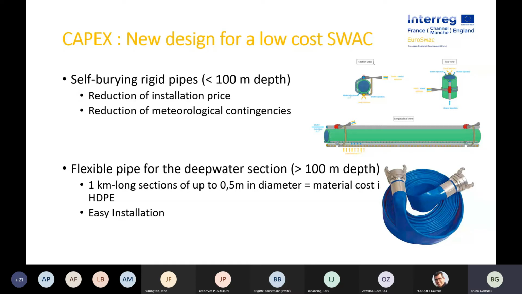It's flexible pipe for deep water section. So we can have a 1 kilometer long section up to 50 centimeters in diameter in one roll, and the cost is 25% smaller than HDPE, and it's very easy to install.